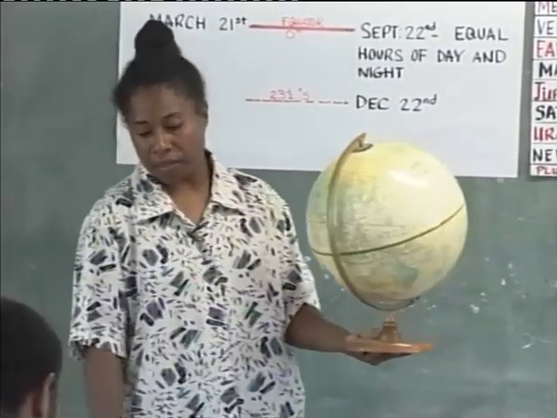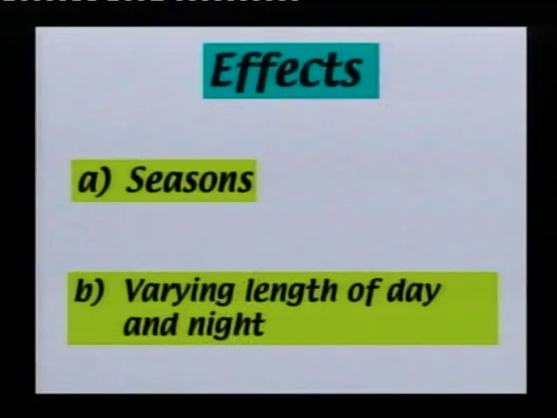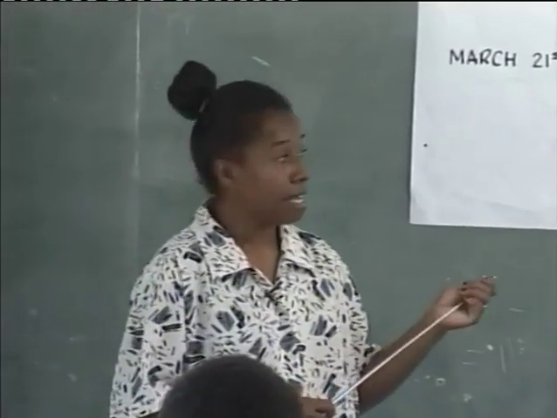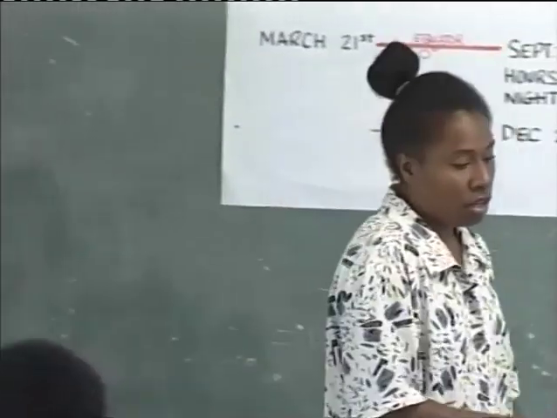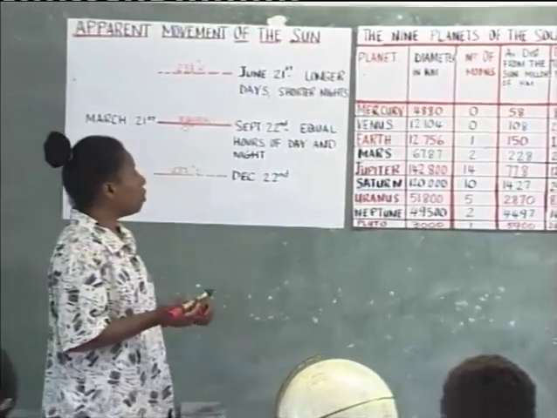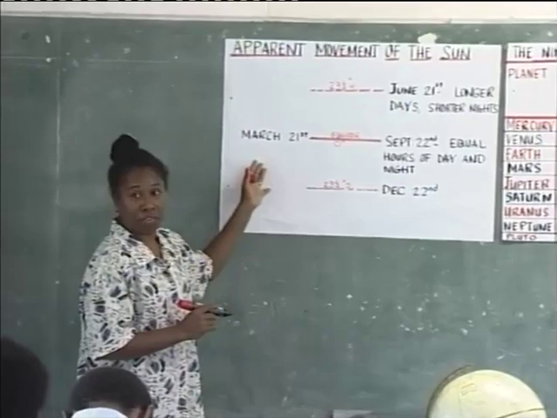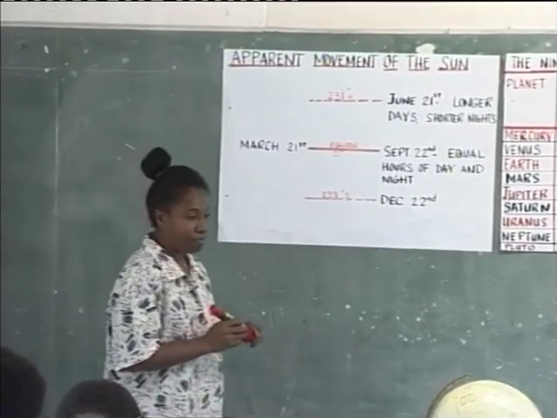The second effect of the revolution of the Earth around the sun is that it contributes to what we call the varying length of day and night. Perhaps to explain a little bit more on those two effects, the seasons and the varying length of day and night, I have a chart here which we are going to fill in, and if you have any questions after we go through the information on the chart, you may feel free to ask.